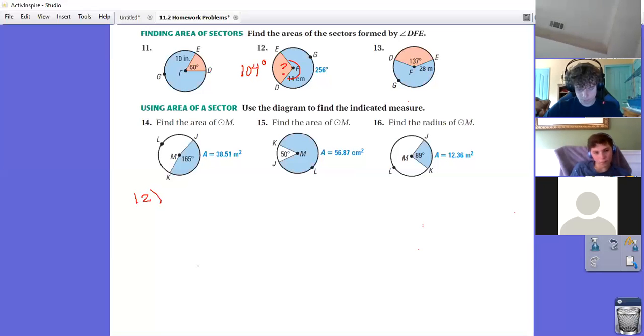Okay, so here, I think it wants you to find the area of each sector. So you want to find the area of the orange and the blue. Technically angle DFE could be this angle and it could be the angle on the inside there. So I'm actually going to find the area of each color. I'll find the area of the blue sector and then the area of the orange sector. Okay, so I'm just going to use the formula.